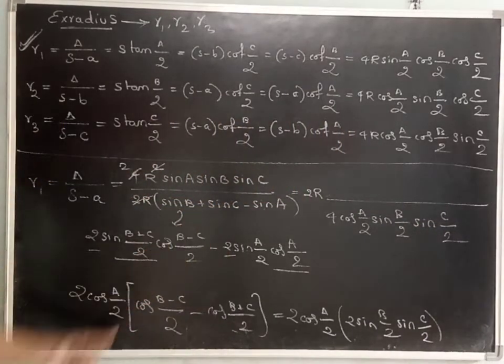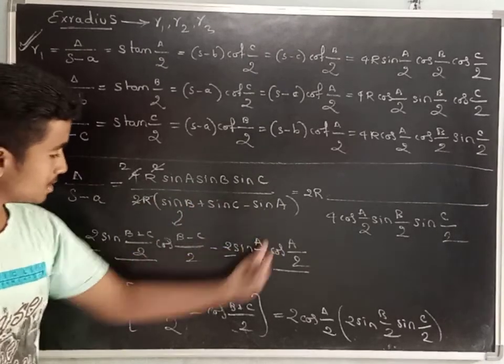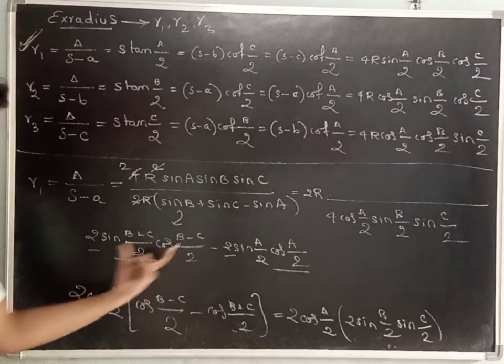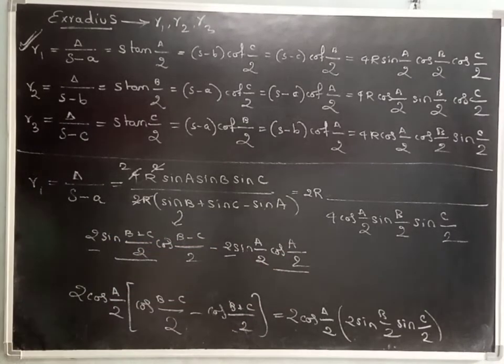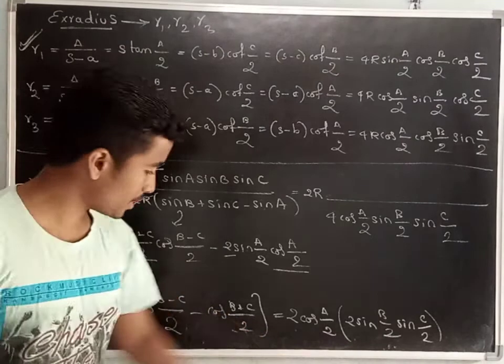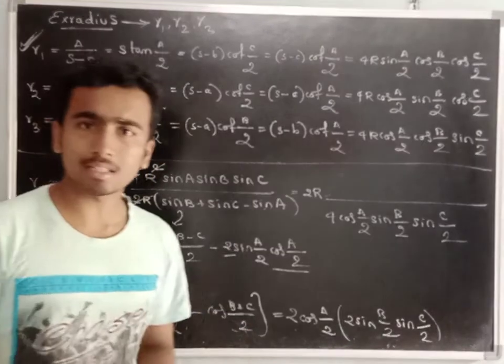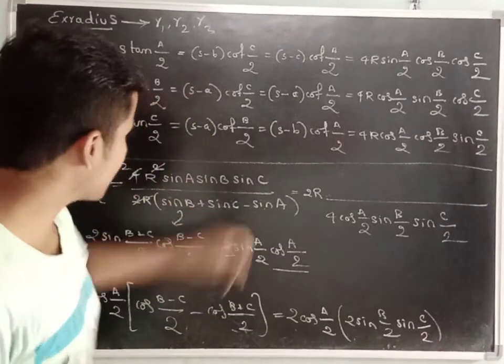After simplifying this part, we simplified sine b plus sine c minus sine a using the addition formula and double angle formula, taking 2 cos a/2 as common. Further simplifying, we will get this result. Similarly, for sine a, sine b, sine c.